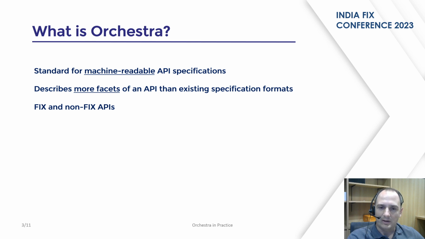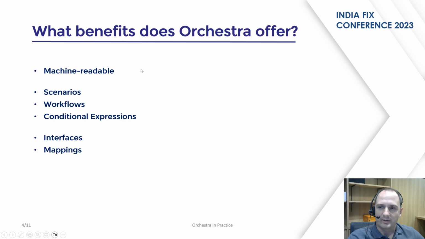It lets you describe more facets of your systems than those old formats allow you to do. We will see some examples in a second of such additional functionality that Orchestra opens. One thing that's worth mentioning is that Orchestra lets you describe not only your FIX, but also your non-FIX, your binary APIs. So what specific benefits does Orchestra offer?